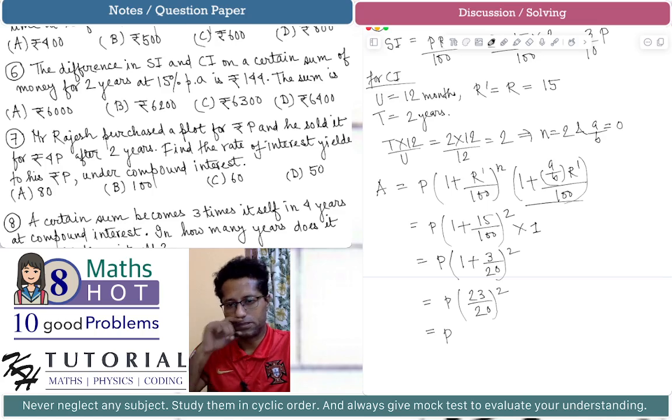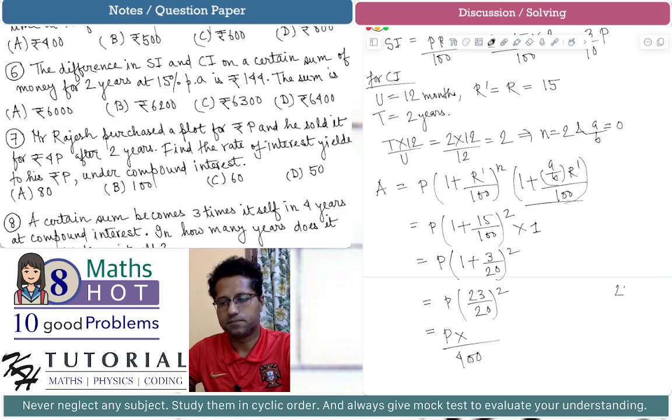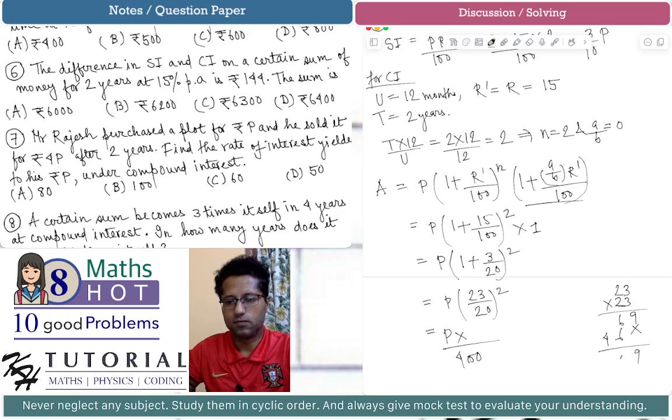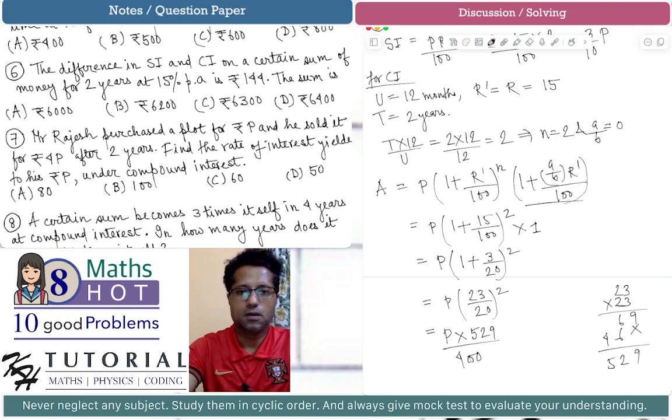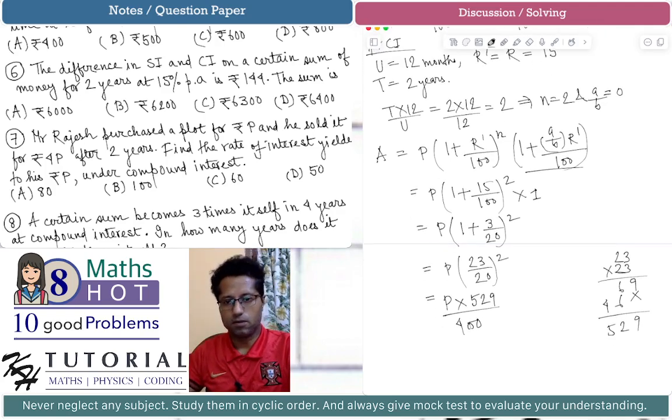So what is 23 square? 23 square will be over 4, for 20 square is 400 and 23 square is 529. So this is 529 by 400, the amount for the compound interest.